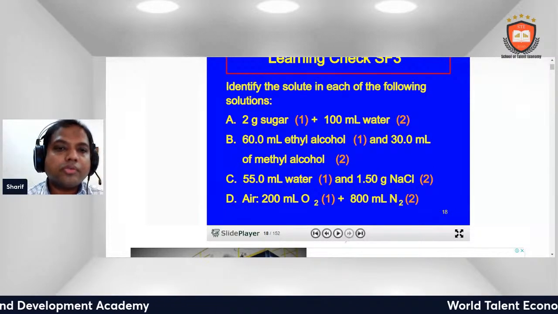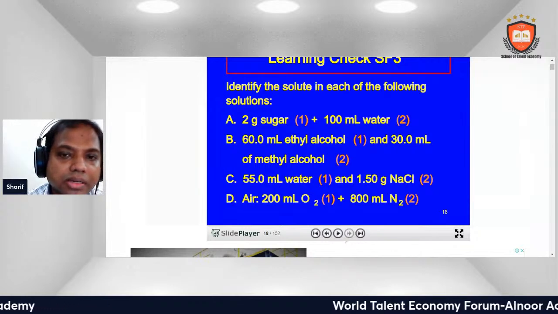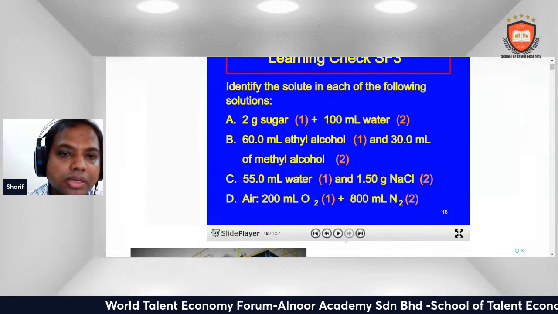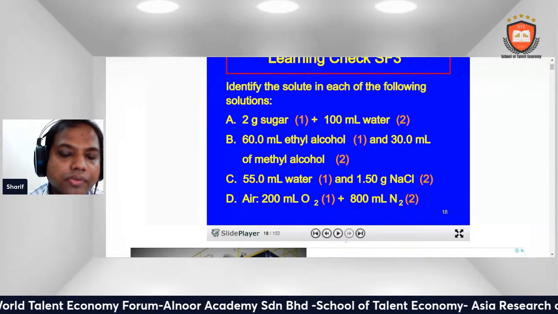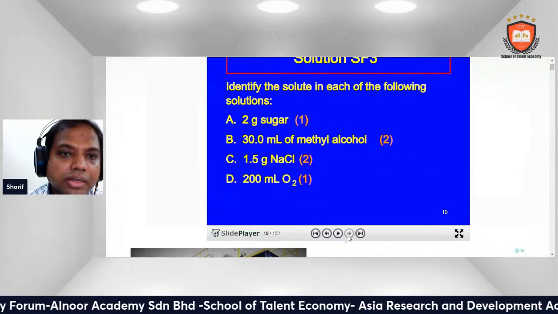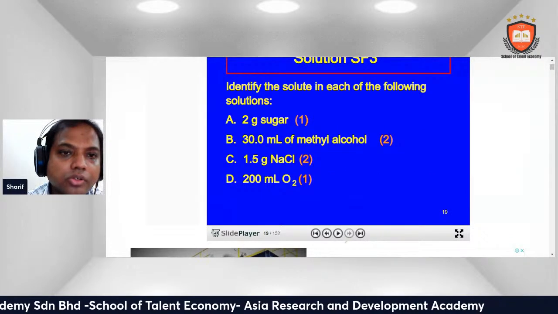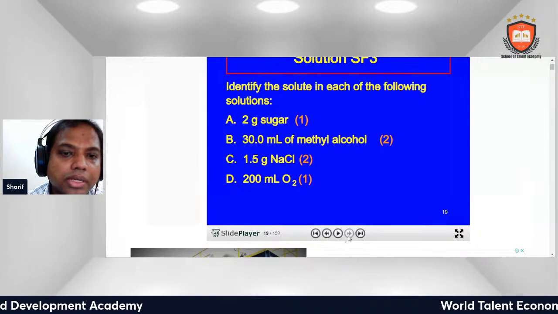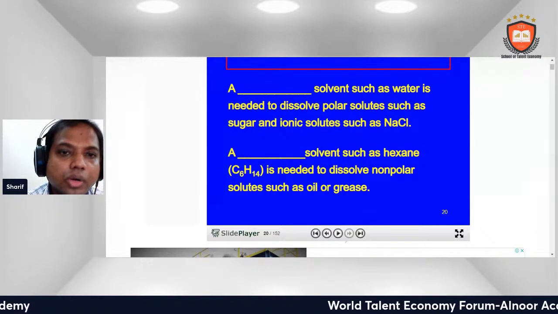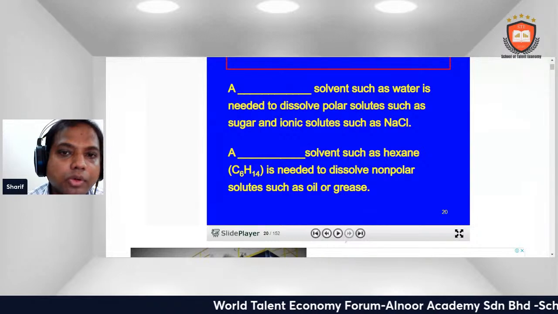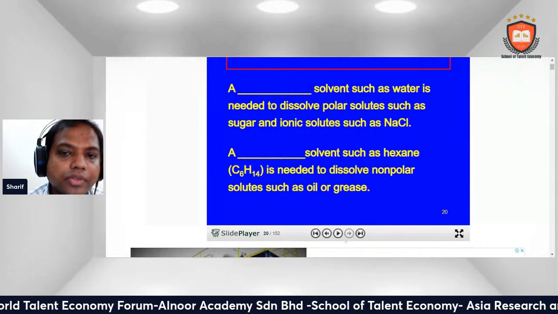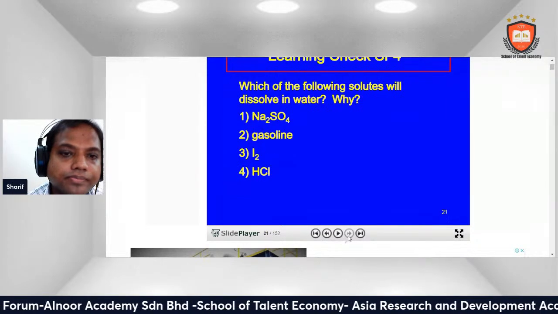Identify the solute and solvent in each of the following solutions: 2 gram sugar plus 100 gram water; 60 milliliters ethyl alcohol and 30 milliliters methyl alcohol; 55 ml water; air. Identify the solution in each of the following: 2 gram sugar, 30 milliliter methyl alcohol, 1.5 gram NaCl and 200 milligram O2. A polar solvent such as water is needed to dissolve polar solutes such as sugar and ionic solutes such as NaCl. Nonpolar solvents such as hexane dissolve nonpolar solutes.